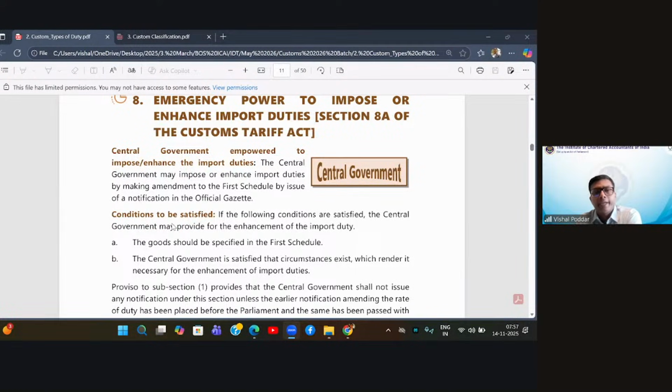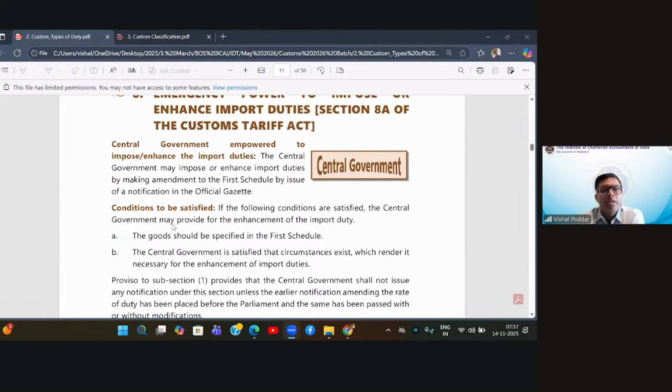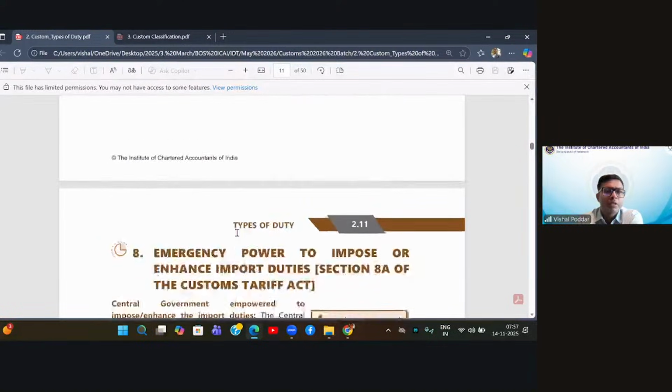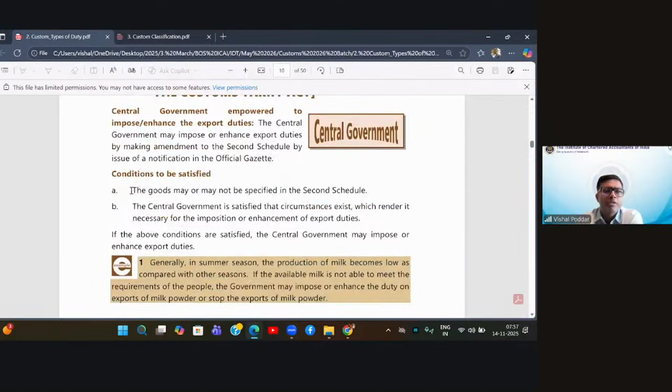So, Section 8A. Section 8A deals with similar power. The only difference between 8 and 8A is the first point. In case of 8A, the goods should be already specified in the first schedule. It means the government can impose or enhance import duty, but for that, the name of the goods should be present in the list. Whereas in case of export duty, even if the name of the goods is not present in the list, the government can still impose.